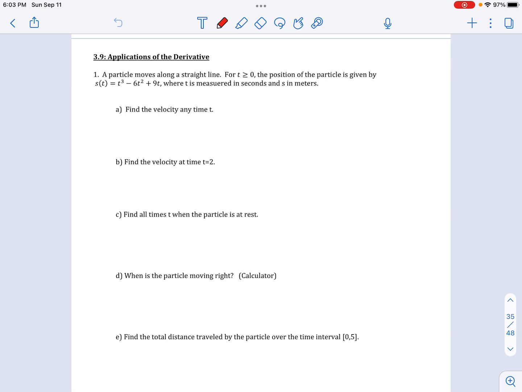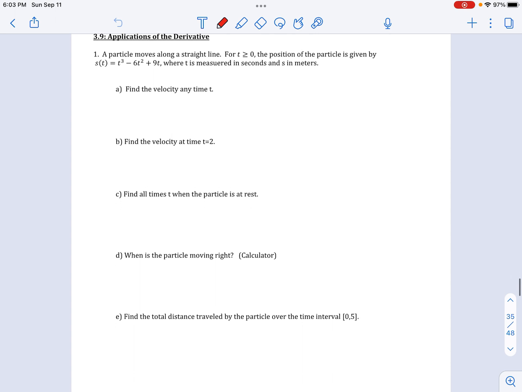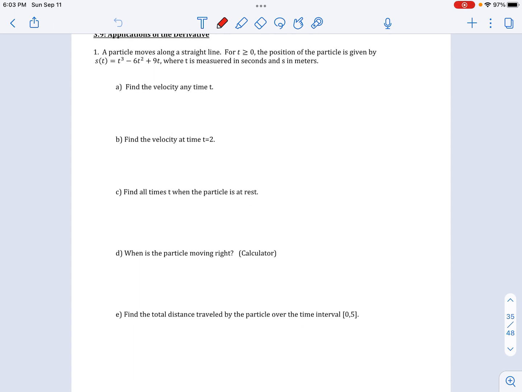Okay, let's go back to a motion application problem. In this particular problem, you've got a particle moving along a straight line, so assuming it's only moving right and left. The position of the particle is given by this equation, where s is the position and t is time in seconds. First question is find the velocity.